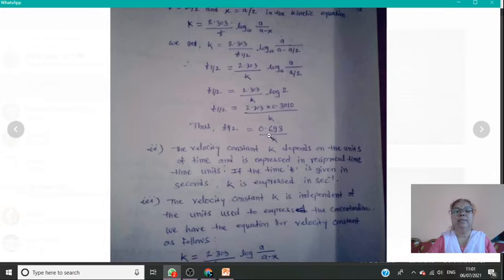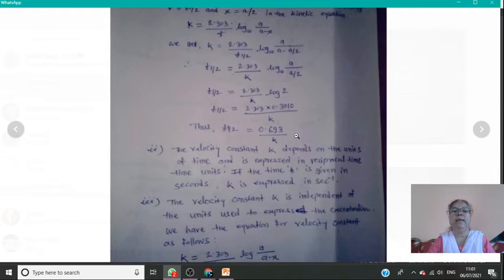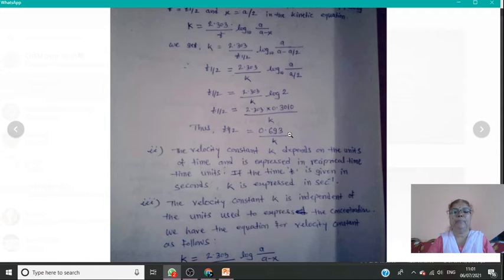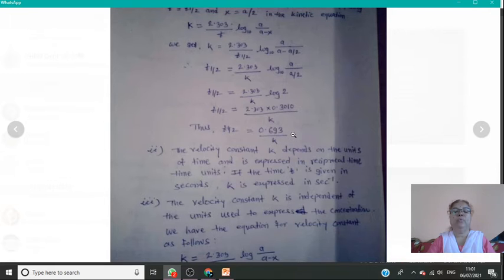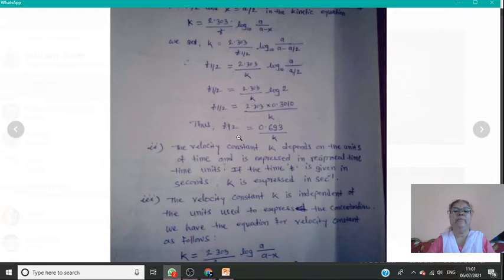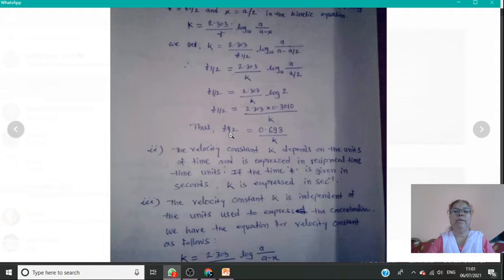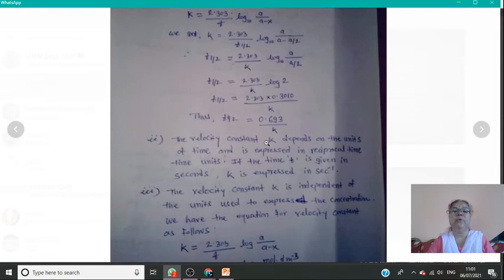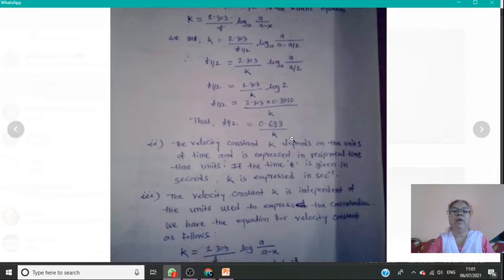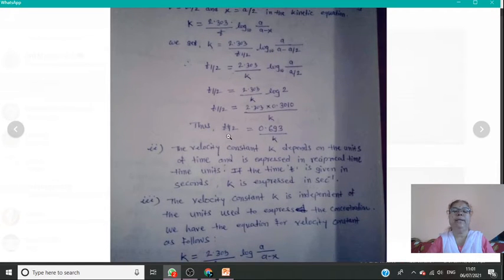As this equation does not contain any concentration term, we can say that the half-life time, or time taken to complete any fraction of reaction, is independent of the initial concentration. By using this formula, we can calculate either the value of K or the value of t1/2, or time taken to complete any fraction of the reaction. And this is the first characteristic.